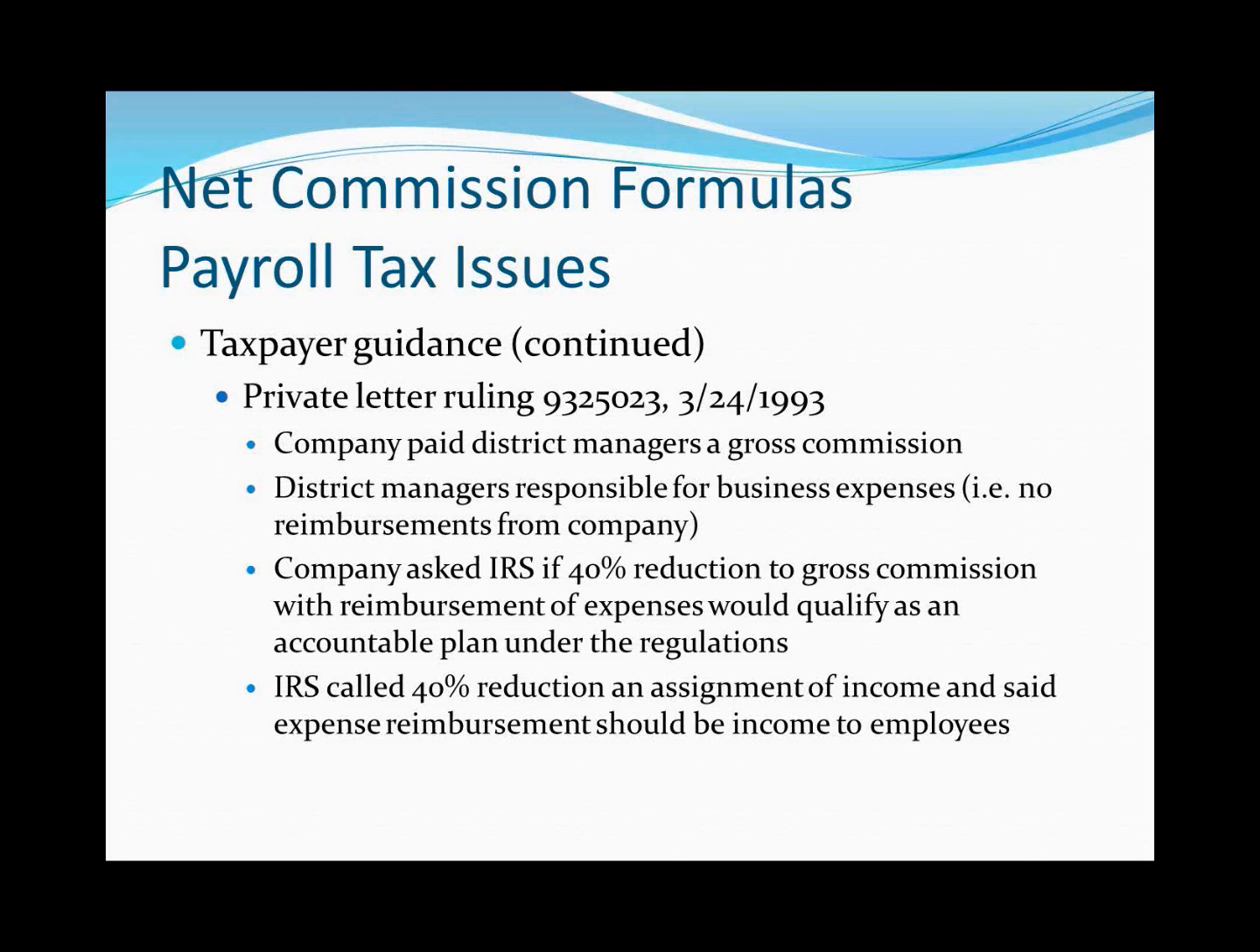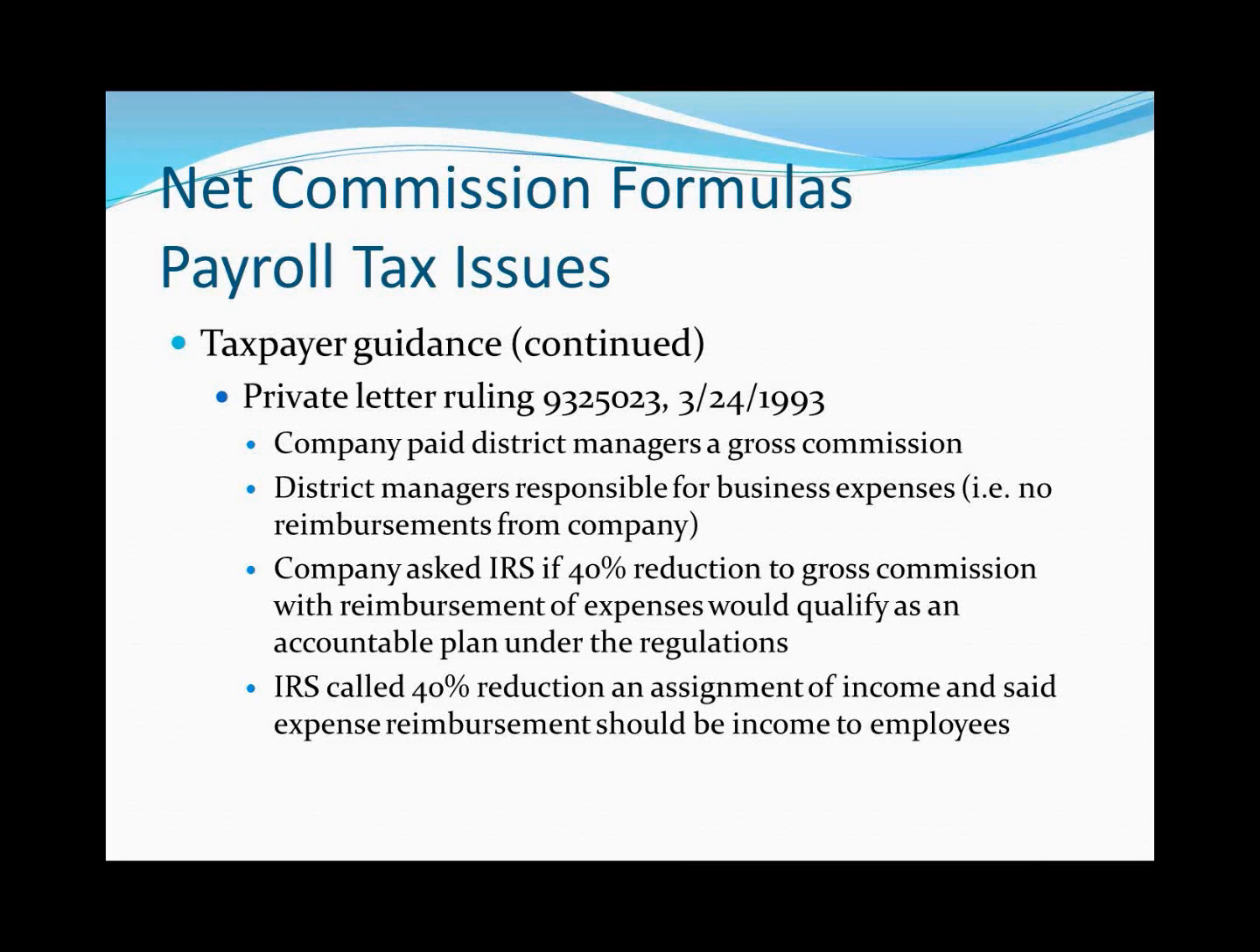And the company asked the IRS if instead of paying this gross commission, we allowed the district managers at the beginning of any year to elect to reduce their gross commission by 40%, and then we reimbursed the expenses that would qualify as expenses under an accountable expense reimbursement plan, would that allow us to only withhold on the now 60% net commission and then reimburse for expenses?